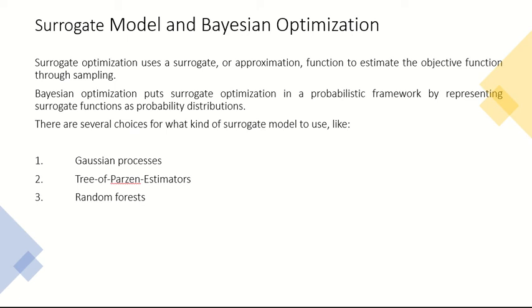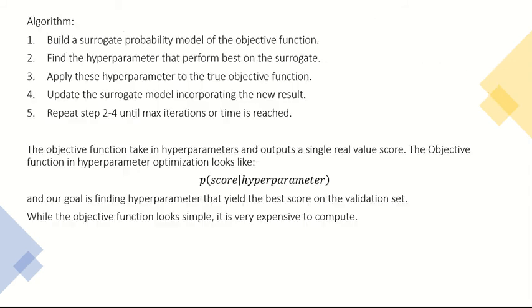And Bayesian optimization puts the surrogate model in a probabilistic framework by defining a probability distribution as our objective function. Now we have different surrogate models which Bayesian optimization uses, like Gaussian processes, tree-Parzen estimators, and random forests. And I now want to speak about Gaussian processes, but before that I also want to explain about Bayesian optimization.